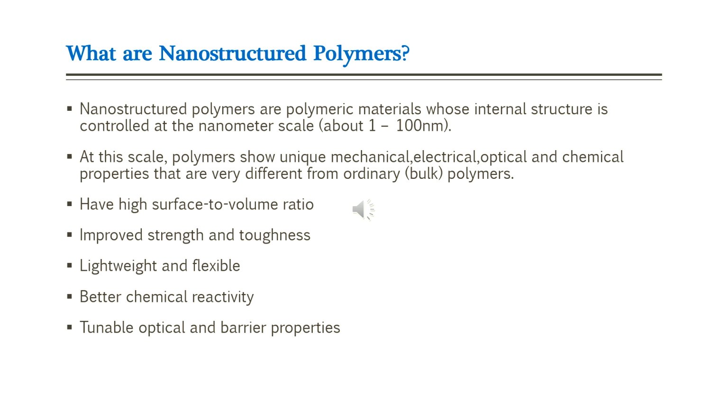Some key features of these nanostructured polymers are that they have an extremely high surface to volume ratio, they have improved strength and toughness, and also enhanced thermal and electrical conductivity. Tunable optical and barrier properties will be there so that we can mold according to our need. These nanostructured polymers are also lightweight and flexible.